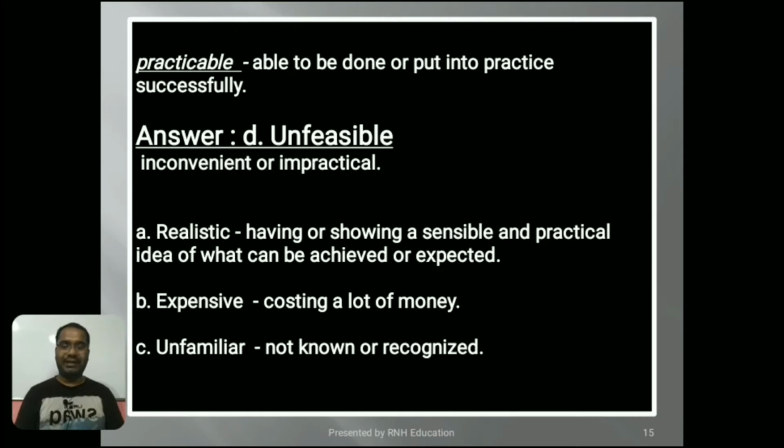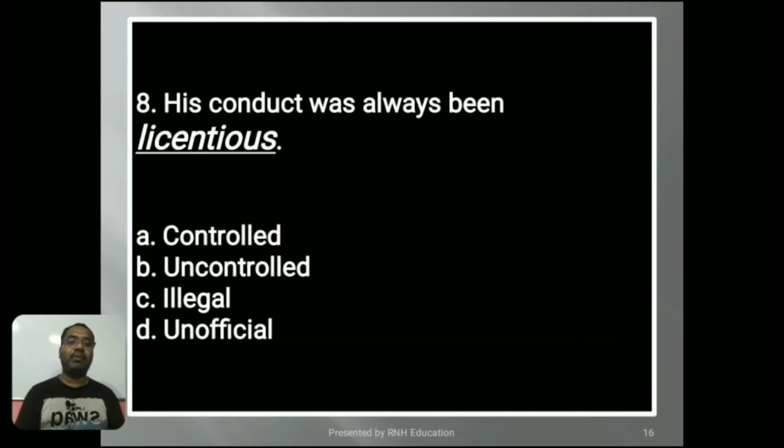That is called practicable. Okay, so the right answer should be unfeasible. That means inconvenient or impractical, that is called unfeasible. And the other three options were realistic, that means having or showing a sensible and practical idea of what can be achieved or expected. And option B was expensive, that means costing a lot of money. And option C was unfamiliar, that means not known or recognized. Okay, going to the next question, that is question number 8.